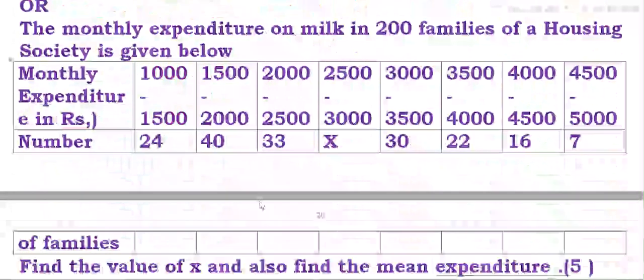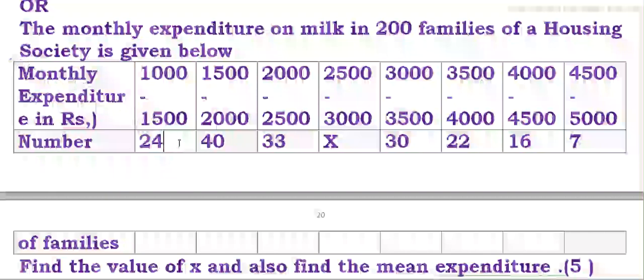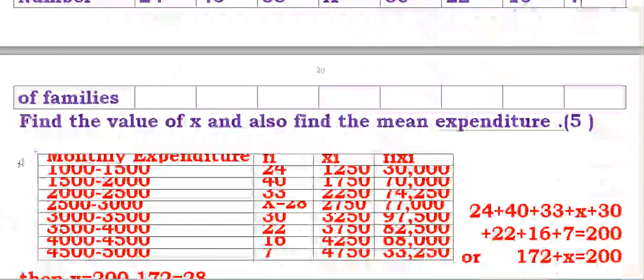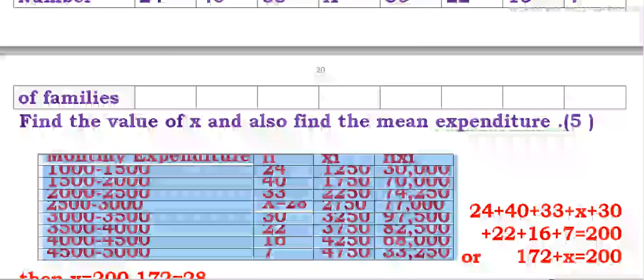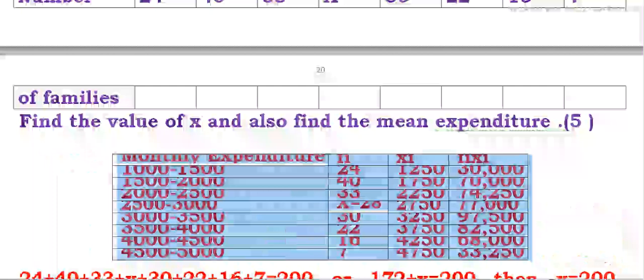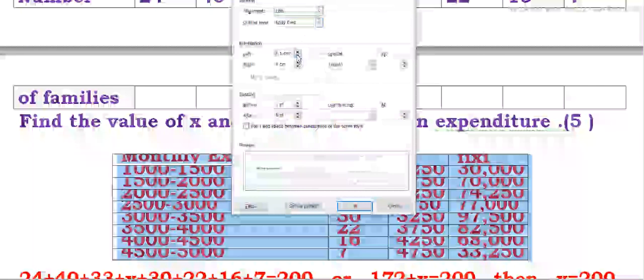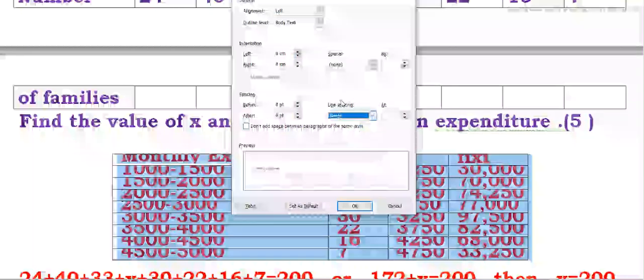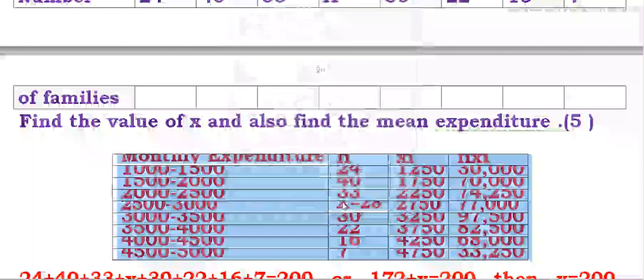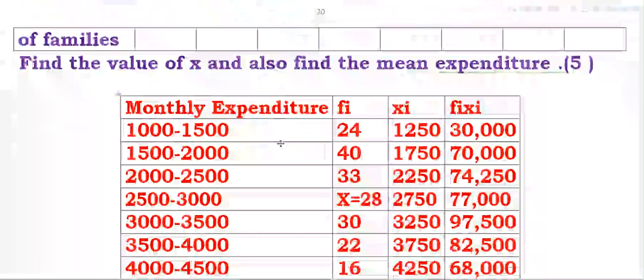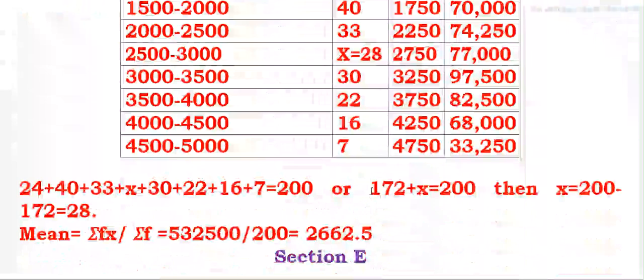Then the monthly expenditure of 200 families is given. The sum total is 200. So here when we calculate the value of X, adding all these, 24 plus 40 plus 33 plus X plus 30 plus 22 plus 16 plus 7, all these will be subtracted from 200, so X will be 28.